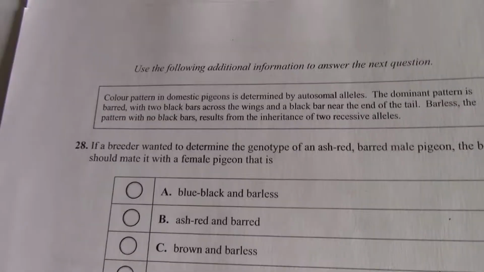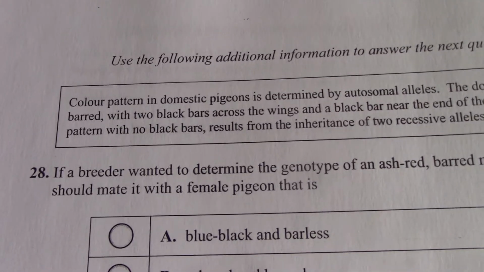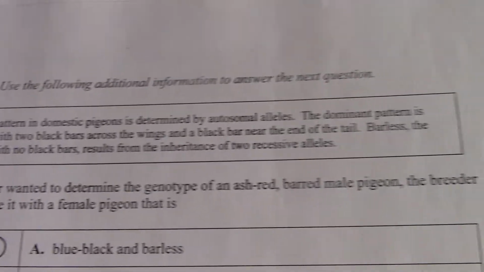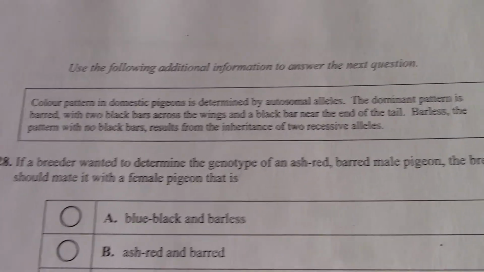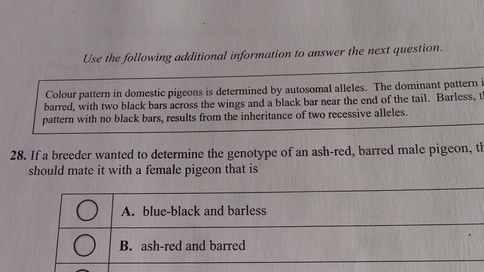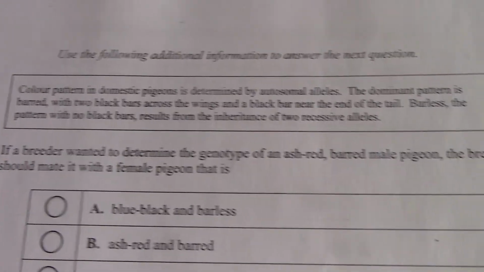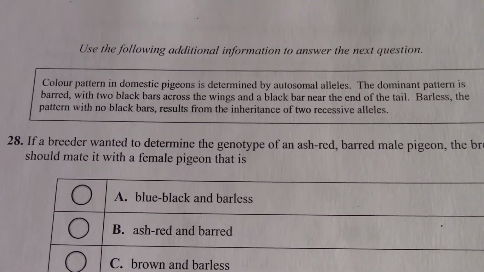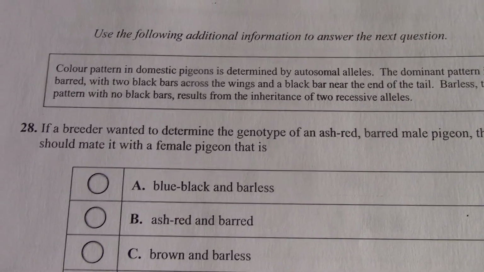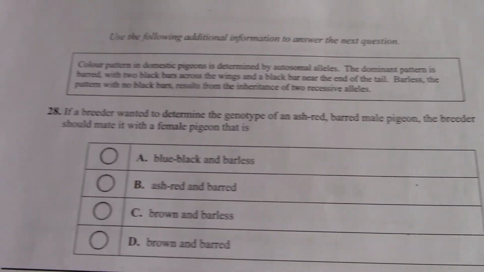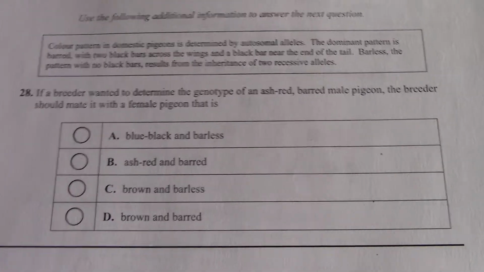All right, so here's another question related to this. This says color pattern in domestic pigeons is determined by autosomal alleles. The dominant pattern is barred with 2 black bars across the wings and a black bar near the end of the tail. Barless, the pattern with no black bars, results from the inheritance of 2 recessive alleles. All right, so if I look at this, big B would be barred, and little b would be barless.